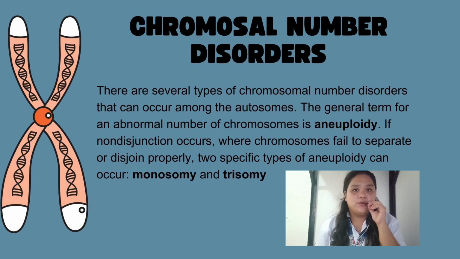If non-disjunction occurs, where chromosomes fail to separate or disjoin properly, two specific types of aneuploidy can occur. These are monosomy and trisomy.